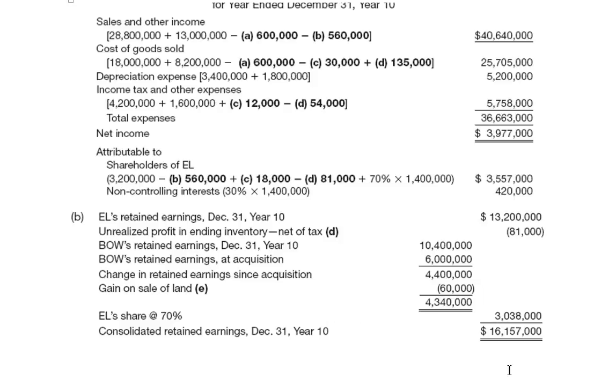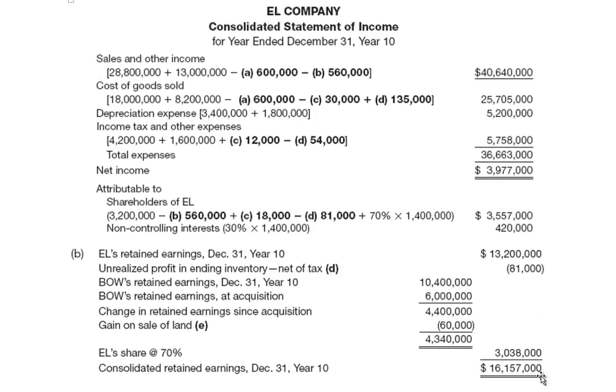So our consolidated retained earnings at the end of year 10 would be $16,157,000. So this concludes our presentation of the consolidated income statement and the calculation of consolidated retained earnings. I hope you found the video helpful.